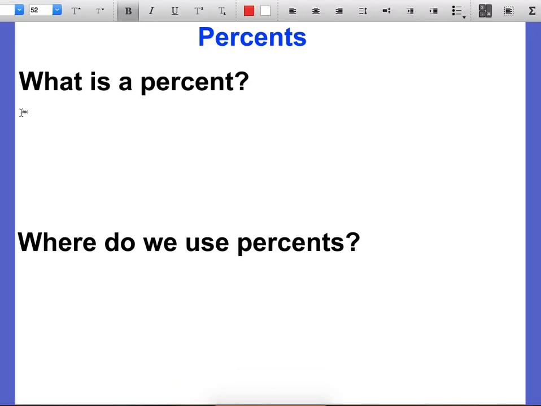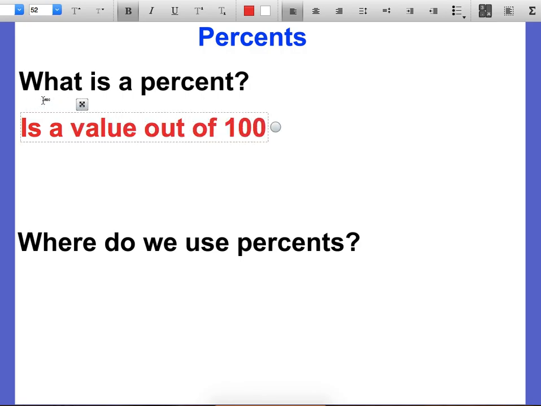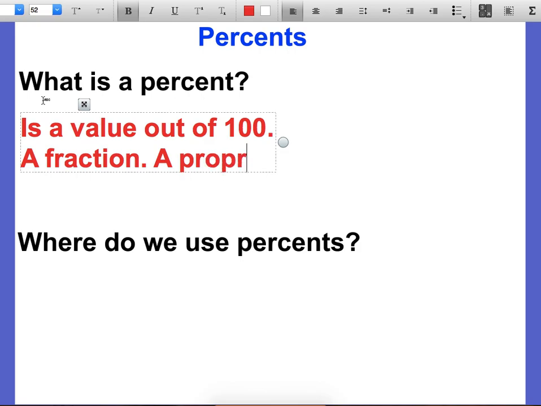Hello, math friends. Today we're looking at an introduction to percents. We'll start by saying, what is a percent? We need to remember that a percent is a value out of 100. So it's a fraction. We can also think of it as a proportion or a ratio.